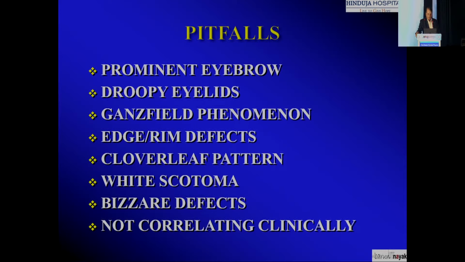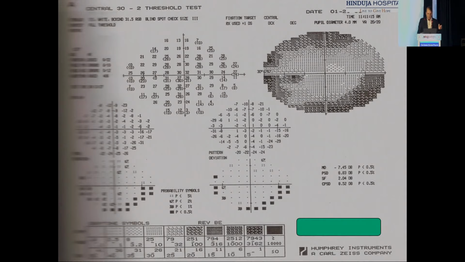There are also edge and rim defects, some examples of which I will show you, as well as the clover leaf pattern, white scotoma, and bizarre defects. A bizarre defect means any defect which does not correlate with your anatomical or physiological knowledge and the condition of the patient. Then you have to think again whether it is right or wrong, because you always have to correlate clinically.